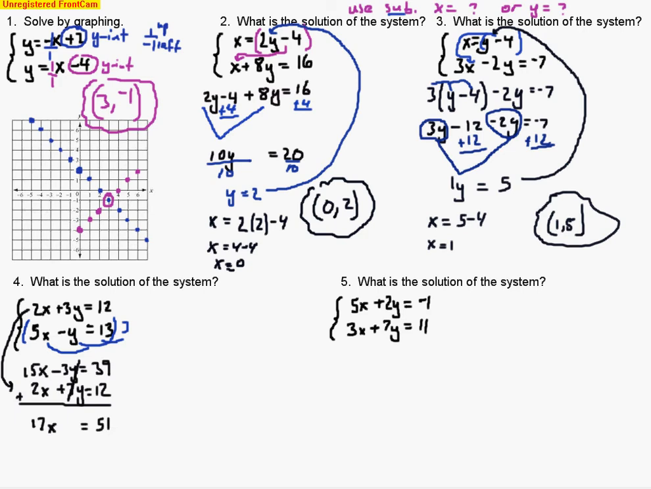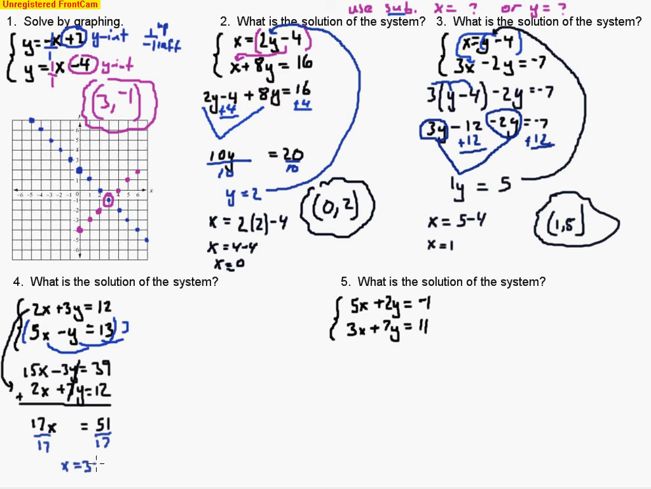Well, if you didn't know it, 17 goes into 51. And if you think about it, 7 times 3 makes 21. That ends in a 1. So my guess would be that x is going to end up equaling 3, and that is correct. x does end up being 3.